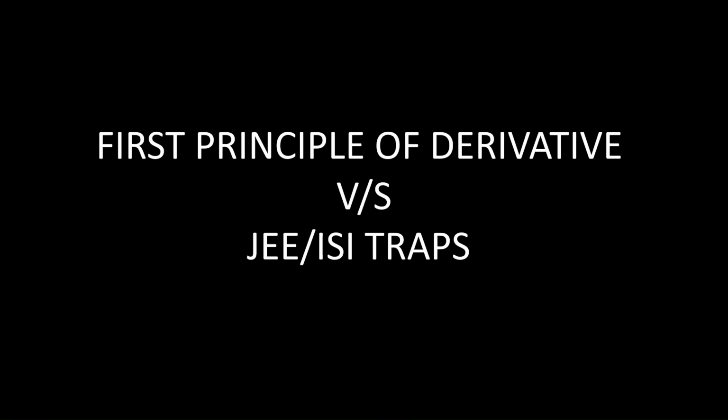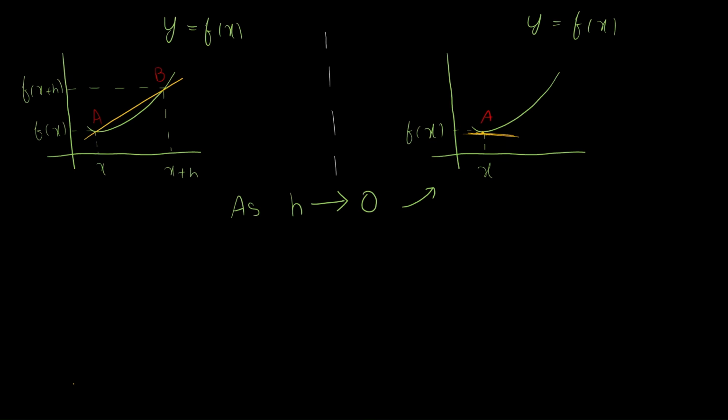But before we see those questions, I want to quickly revise what the first principle of derivative is. Now let's consider this graph y equal to f of x. We can see that this line is a secant to the graph cutting it at A and B. Now what is the slope of the secant? The slope of the secant is given as f of x plus h minus f of x divided by x plus h minus x. Now we can see that x is cancelling in the denominator. Now this is the slope of the secant.